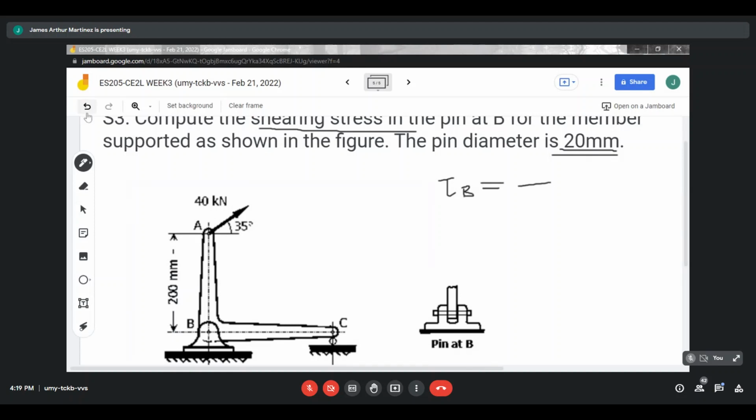So formula for shearing stress again is equal to V, or shear force V over area, no? Or in this case, at point B, so meaning shear force at point B all over the area of the cross-sectional for point B, or for the pin, no, at point B. Okay.